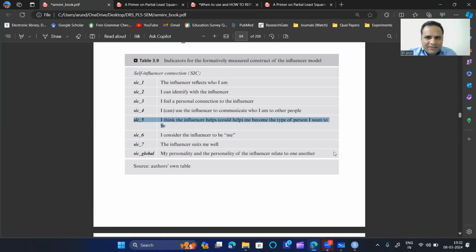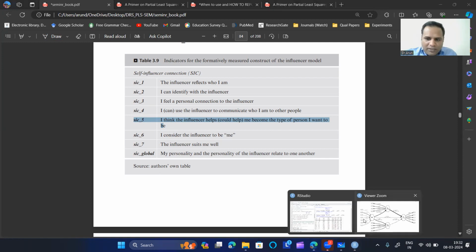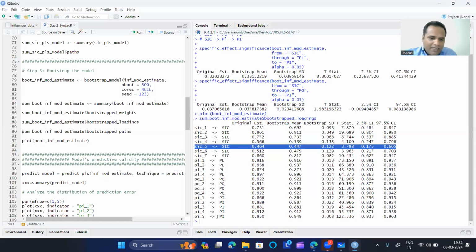Okay, sir. Sir, for a formative construct, what is the safest number of indicators I can keep, sir? Again, there is no threshold. It is up to you. See, again, how many indicators you keep.